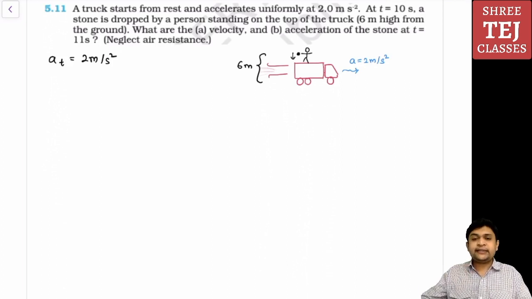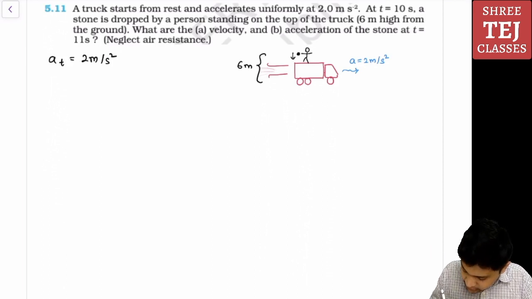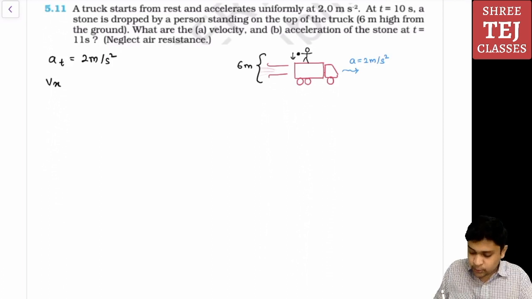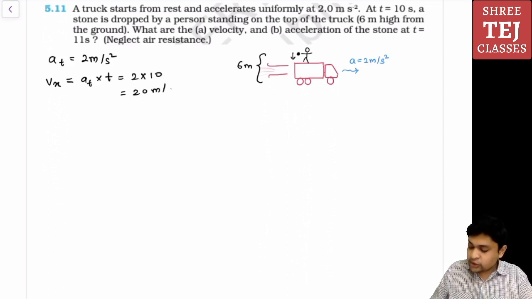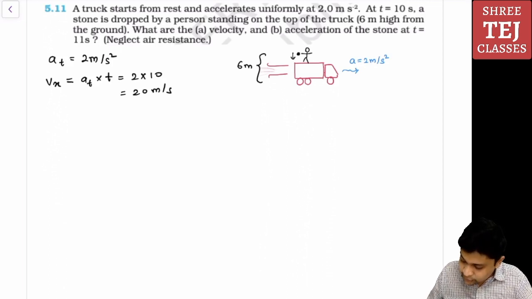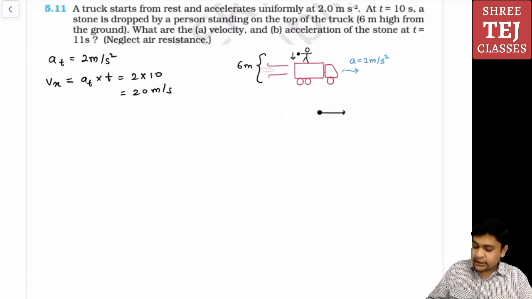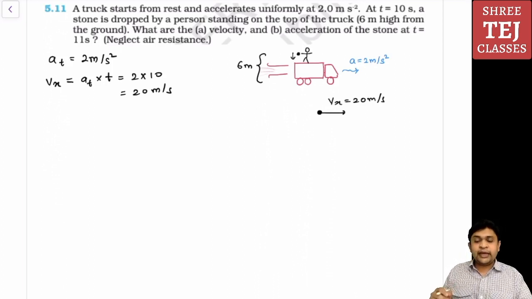Now, because the truck is accelerating and stone is on the truck for the first 10 seconds, it will have a horizontal component of its velocity. Let us find that. So Vx, its horizontal component, will be, u is 0 initially because starting from rest, so it will just be at multiplied by time t. So 2 into 10, which is 20 meter per second. So for the stone, it will have constant velocity of Vx equal to 20 meter per second while being dropped. So that will not change.